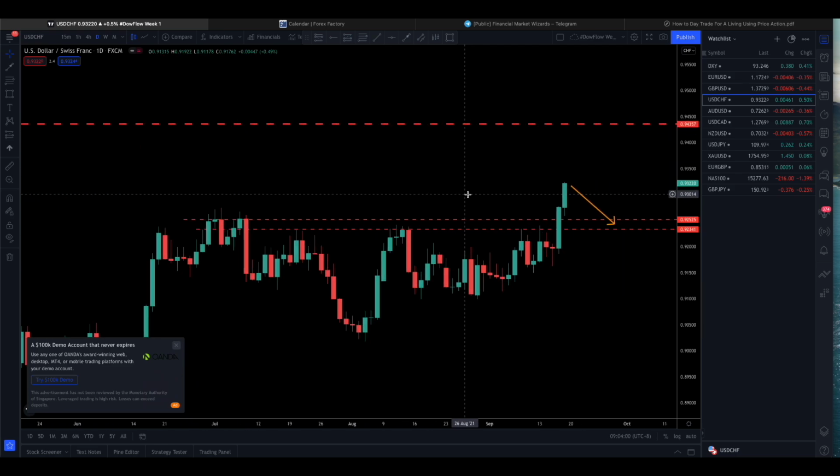So what we need is we need to be patient. We need price to retrace back into this entire zone. Just look to the left. You can see that there's market structure here, there's market structure here, and there's market structure over here.